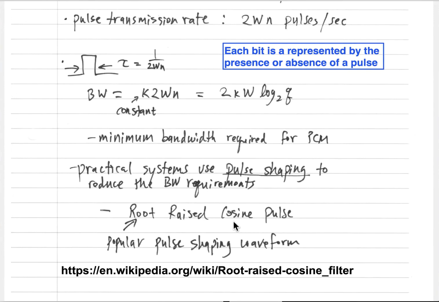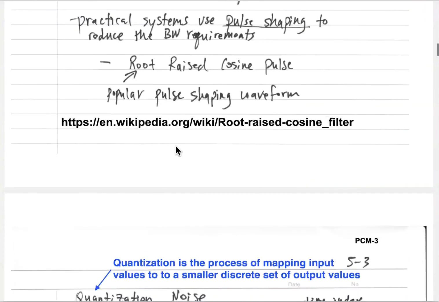But I don't expect you to memorize the root raised cosine. I expect you to understand why the rectangular pulse is not ideal and why we need to do pulse shaping. And basically, this is the pulse shape that's used. So let's go on.